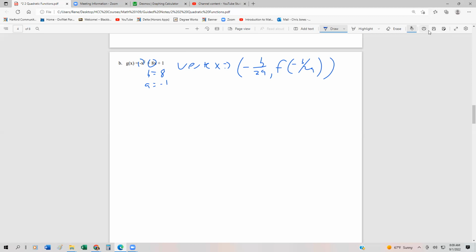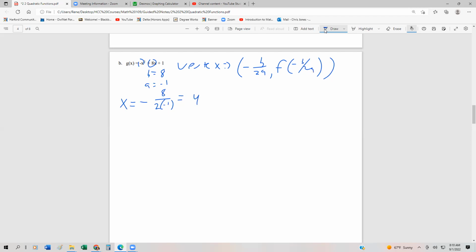And so for the x coordinate of the vertex, that's going to be the opposite of b, which is the opposite of 8, and then we're going to divide that by 2 times negative 1. If we compute that, that just becomes positive 4, because we would get the opposite of 8 over negative 2. So that's going to be 4.